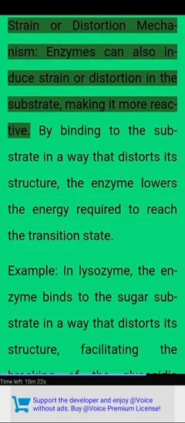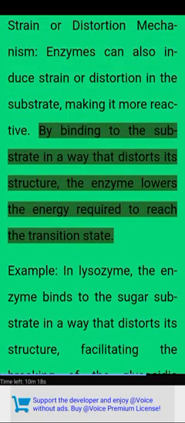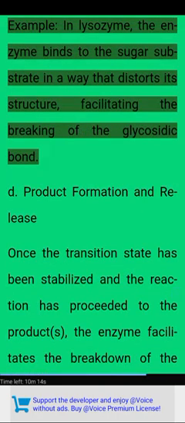Strain or distortion mechanism. Enzymes can also induce strain or distortion in the substrate, making it more reactive. By binding to the substrate in a way that distorts its structure, the enzyme lowers the energy required to reach the transition state. Example: in lysozyme, the enzyme binds to the sugar substrate in a way that distorts its structure, facilitating the breaking of the glycosidic bond.